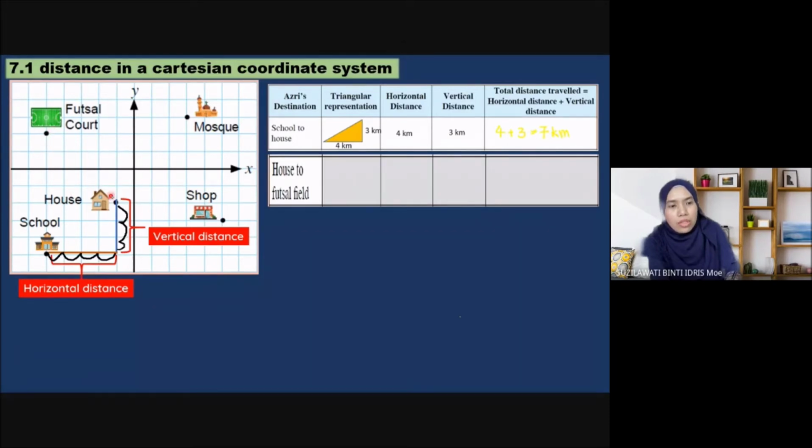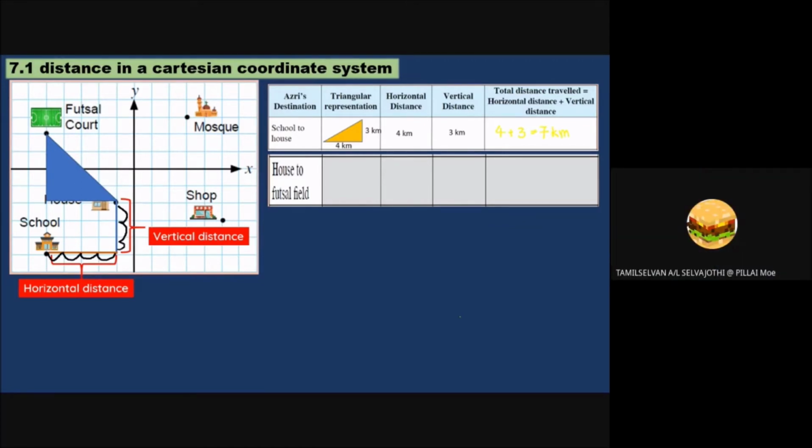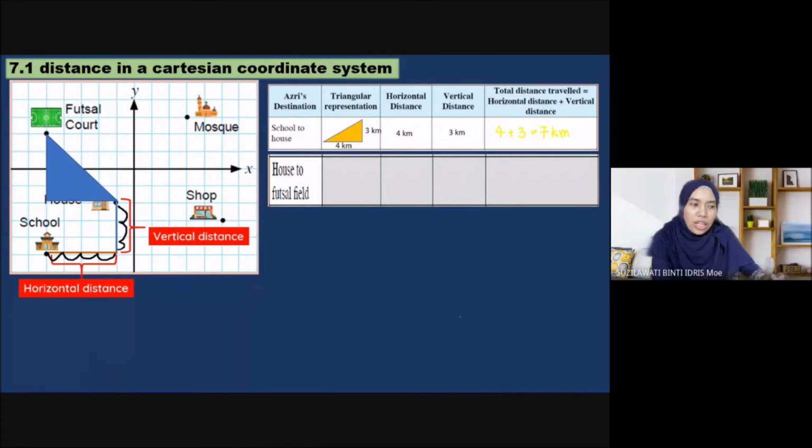We represent it with the right angle triangle method. What do we do? We draw a right angle triangle there. Okay, itu saja, senang saja. Kita lukis saja right angle triangle and then we count the distance for horizontal, and we count the vertical distance as well. 8 kilometer. Total 8. Are you sure?